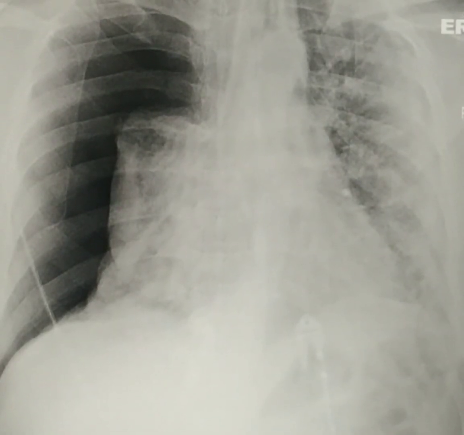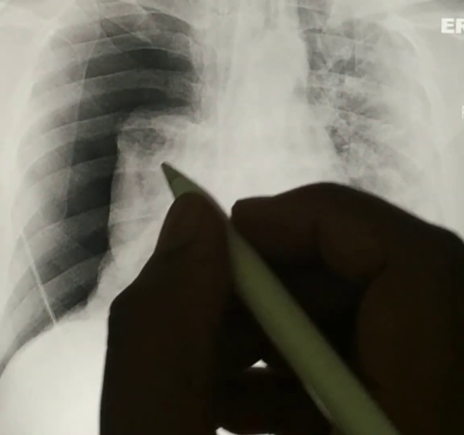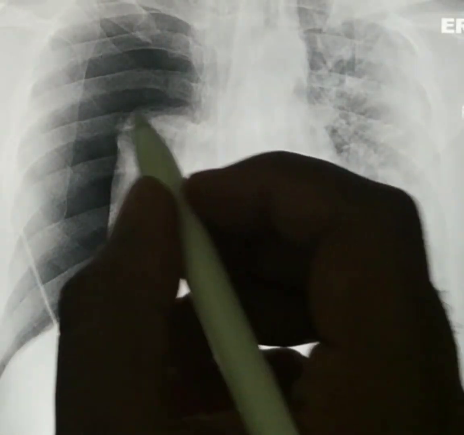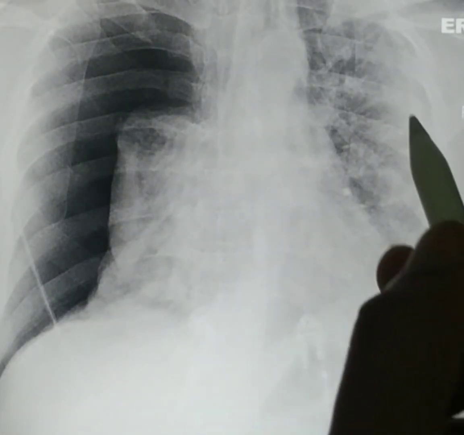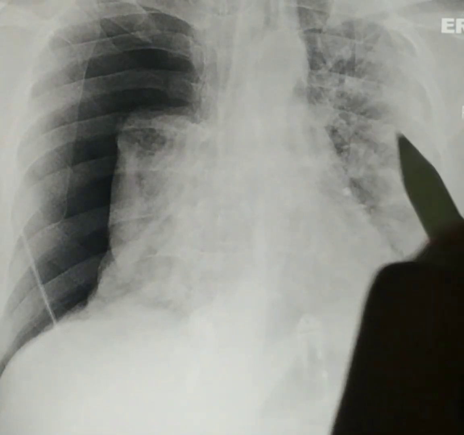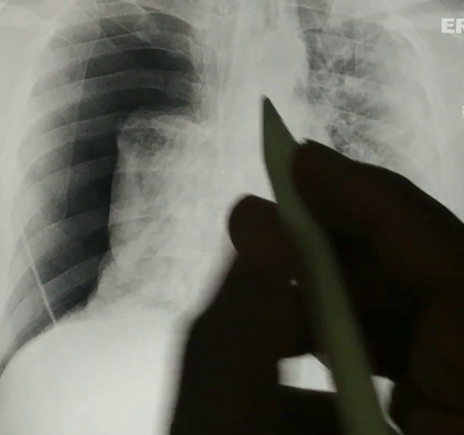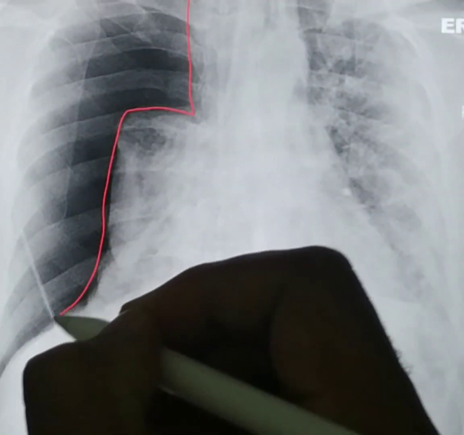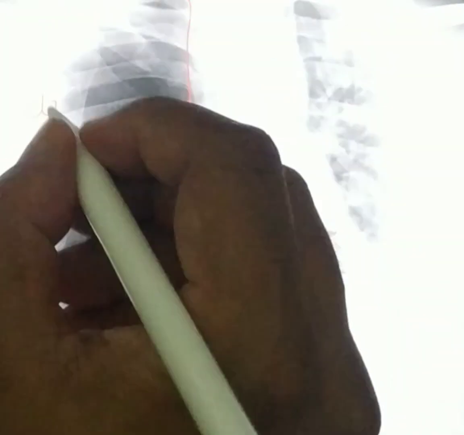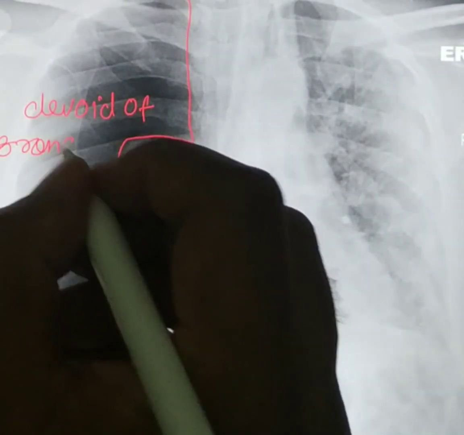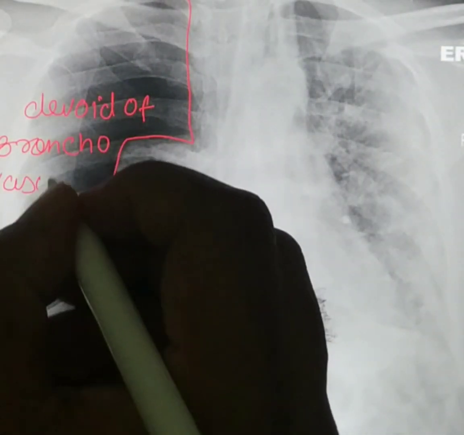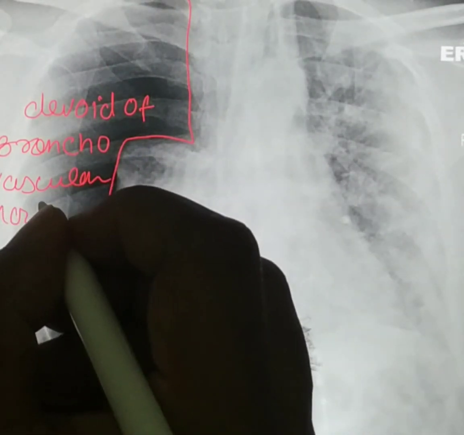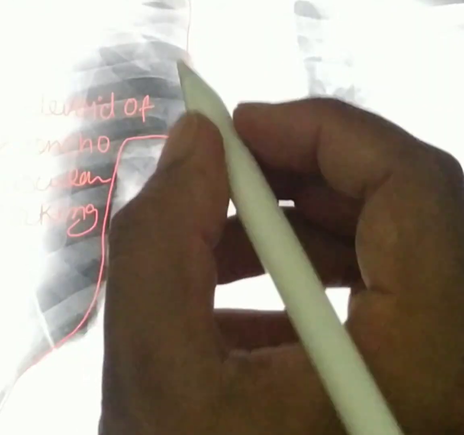Now we will see the X-ray suggestive of pneumothorax. In this X-ray, this is typical of pneumothorax. You can compare both sides. Here on the left side, you can see these white markings. These are the bronchovascular markings. But here, this area is devoid of bronchovascular markings. So this is the area of pneumothorax.